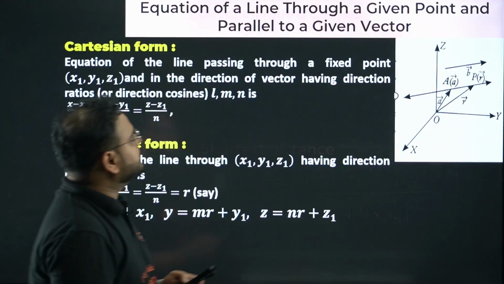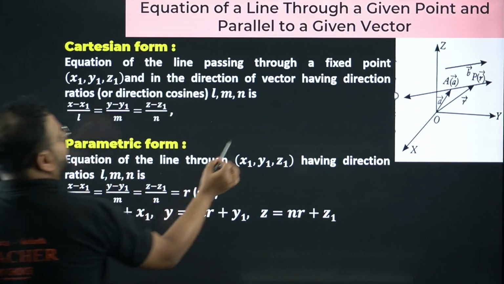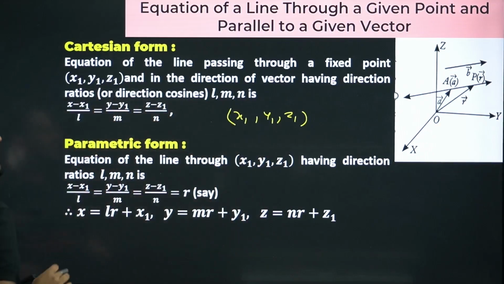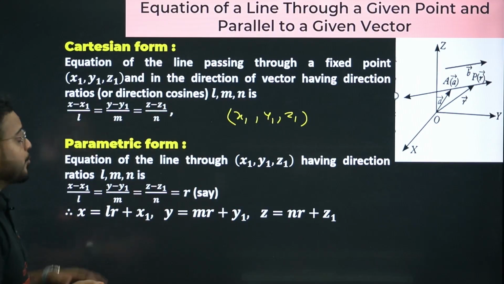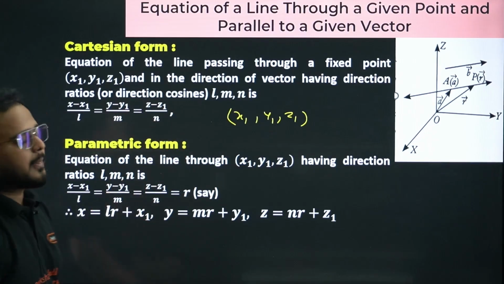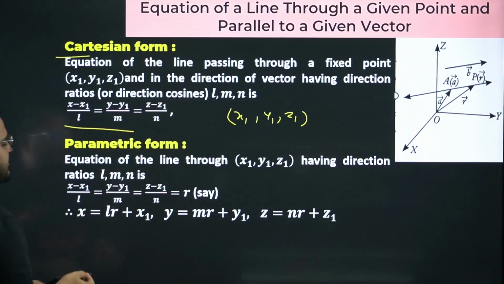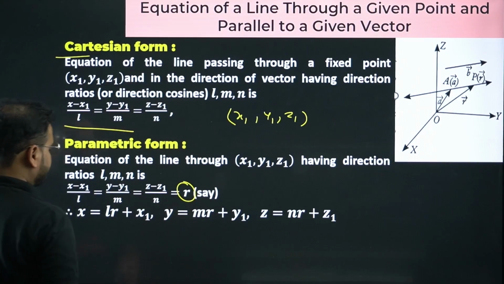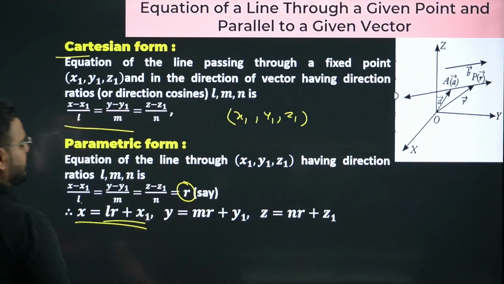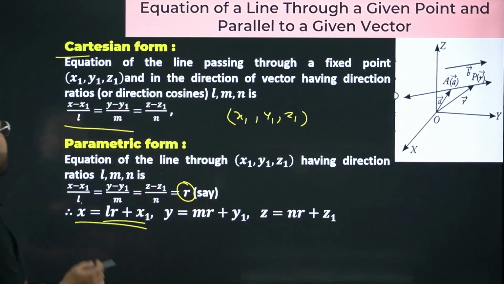Now we have the equation of a line through a given point. This is the point (x1, y1, z1). So we write x minus x1 upon L, where L is the direction cosine. So x minus x1 upon L, y minus y1 upon M, and z minus z1 upon N. This is the formula in the Cartesian form. In the parametric form, we have the same thing, where the parameter is R. Basically x becomes LR plus x1, y becomes MR plus y1, z becomes NR plus z1 in the parametric form.